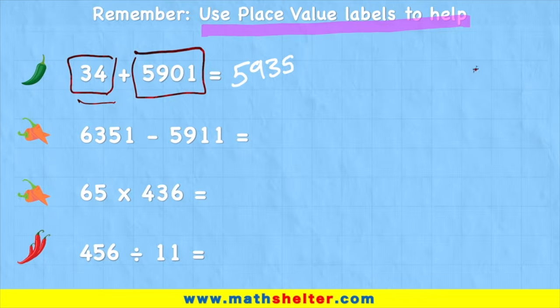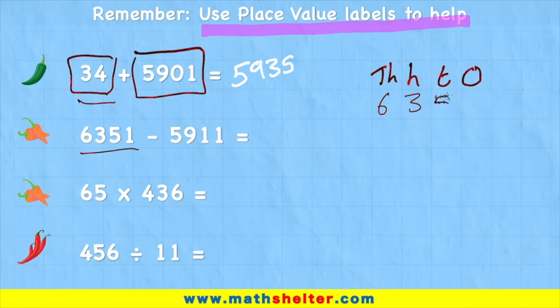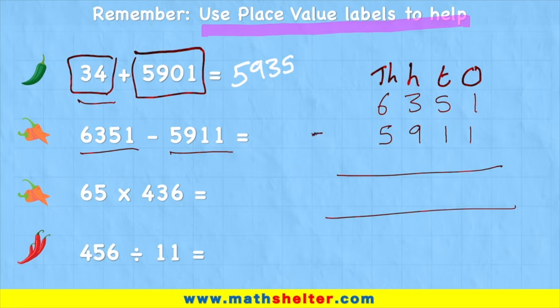Next question, 6,351, subtract 5,911. Same thing, let's put our column titles, ones, tens, hundreds, and thousands. And now I have 6,351, put everything in the right place. And 5,911 is 5 thousands, 9 hundreds, 1 ten, 1 one, put my answer equals sign, my subtraction sign, and I'm ready to begin at my smallest value. This time I have 1 subtract 1, which is 0, in my ones column. 5 subtract 1 is 4.